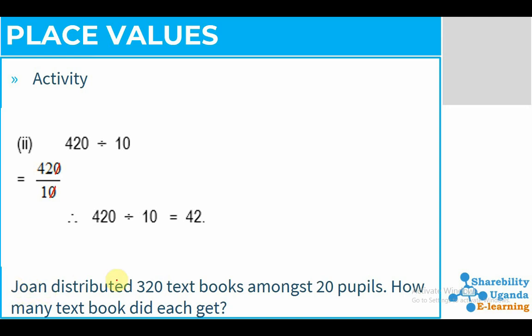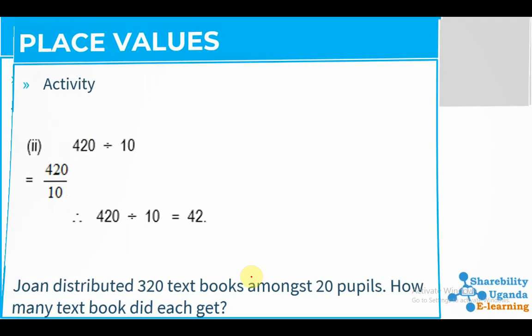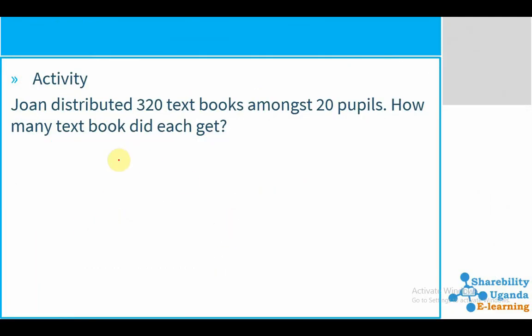Here they are saying Joan distributed 320 textbooks among 20 pupils. How many textbooks did each get? They are saying there's a person called Joan. He distributed. The word distributed means like giving. That means Joan gave 320 textbooks among the 20 pupils. How many textbooks did each get? This is our question.